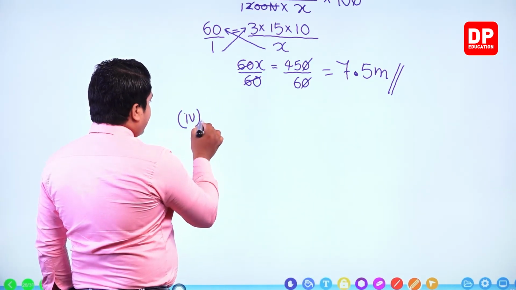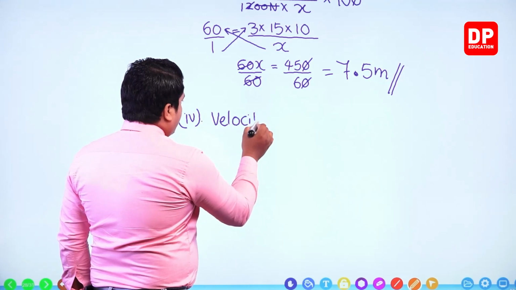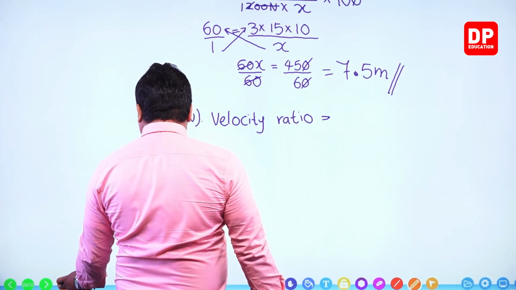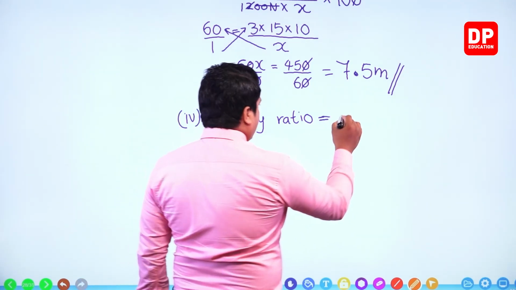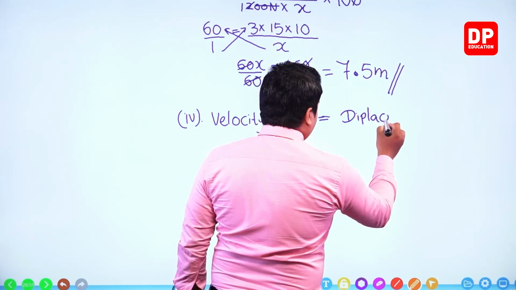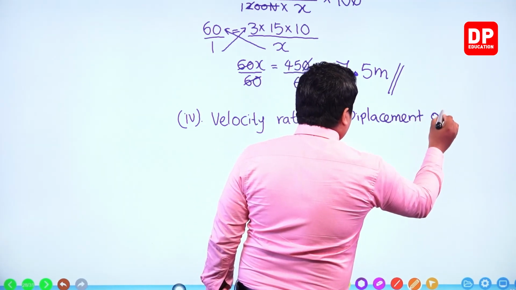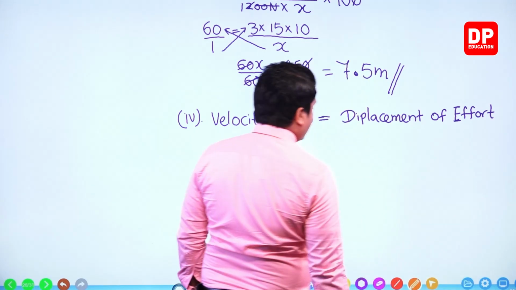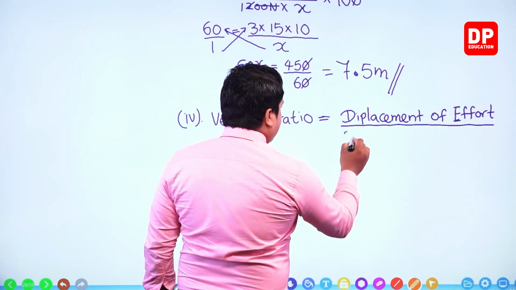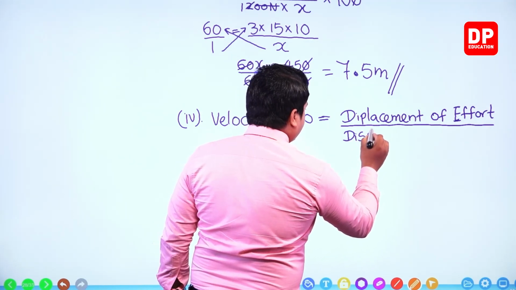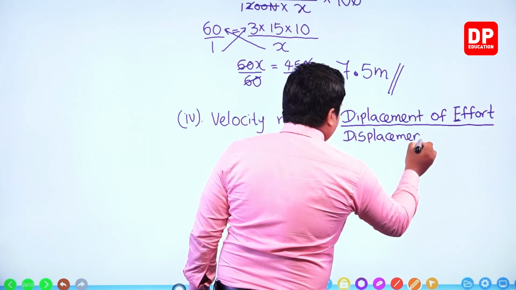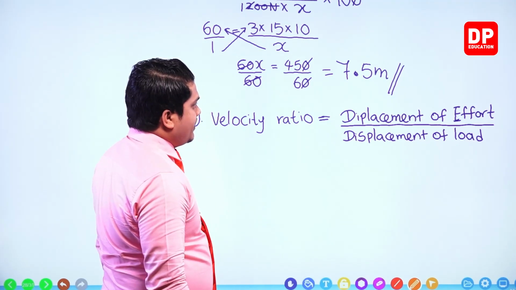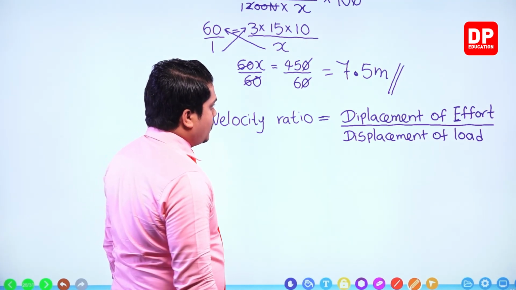Number 4, velocity ratio is equal to displacement of effort division displacement of load. Right? Displacement of effort division displacement of load.